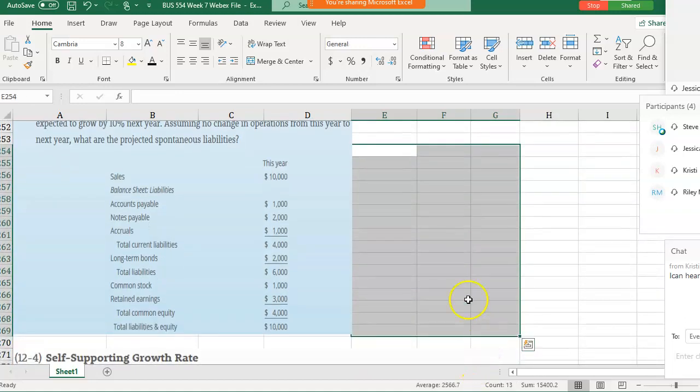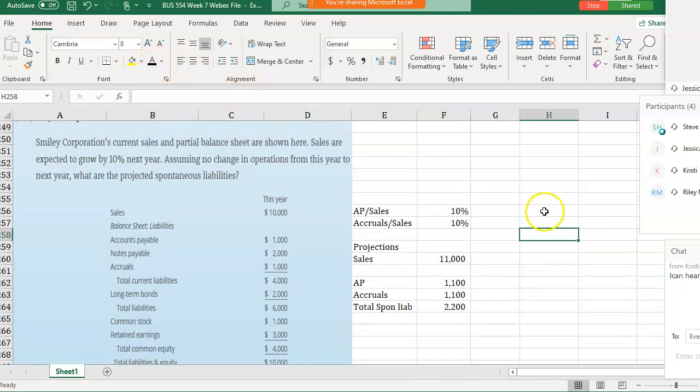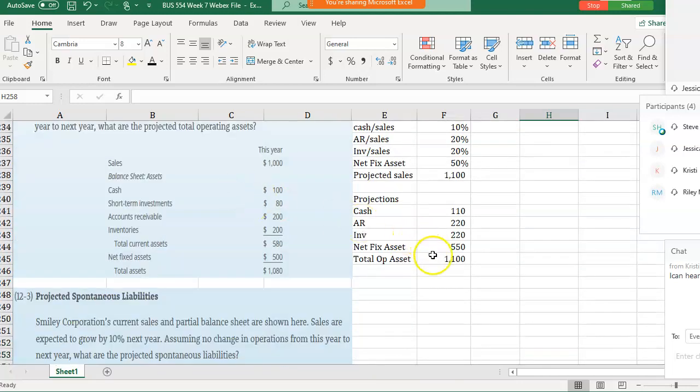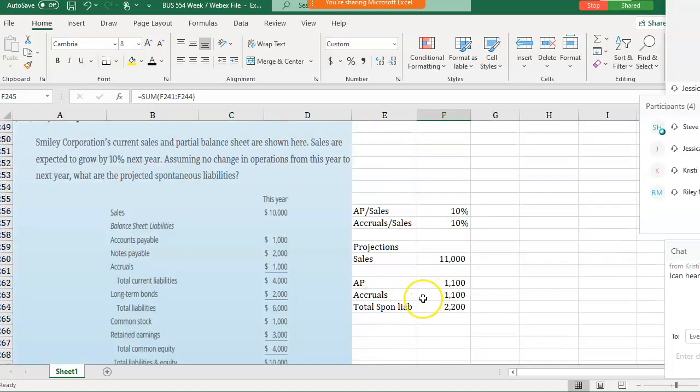I hid this here, so let me make that come alive again. So really almost the same formula, the same concept here. It says here that Smiley Corporation's current sales and partial balance sheet are shown below. Sales are expected to grow by 10%. And it says, assuming no change in operations from this year to next, what are the projected spontaneous liabilities? This top one asked for assets. This one asked for liabilities. That's really the only difference between the two.